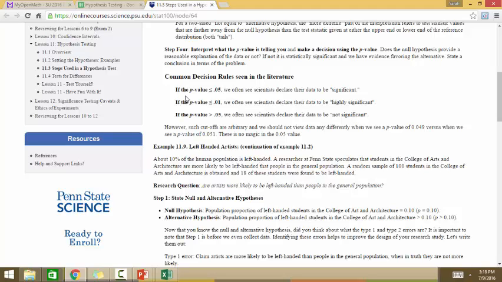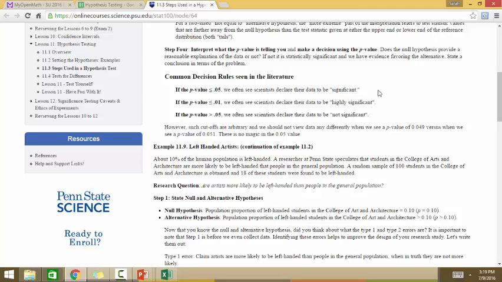Okay, if the p-value is less than 0.05, often scientists will declare their data to be significant. Okay, what does that mean? It means that the p-value is the probability that you would get these results if the null value were true.